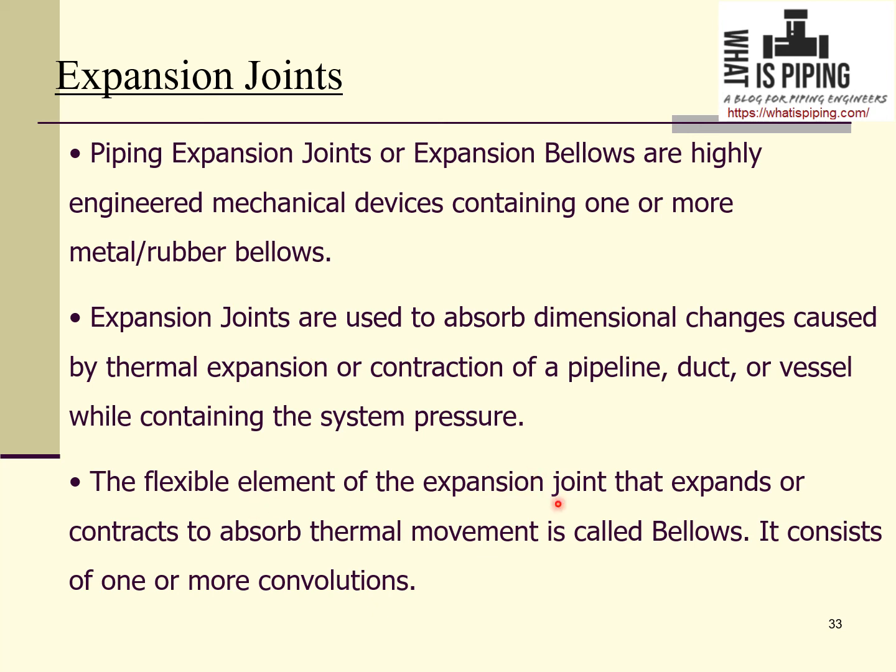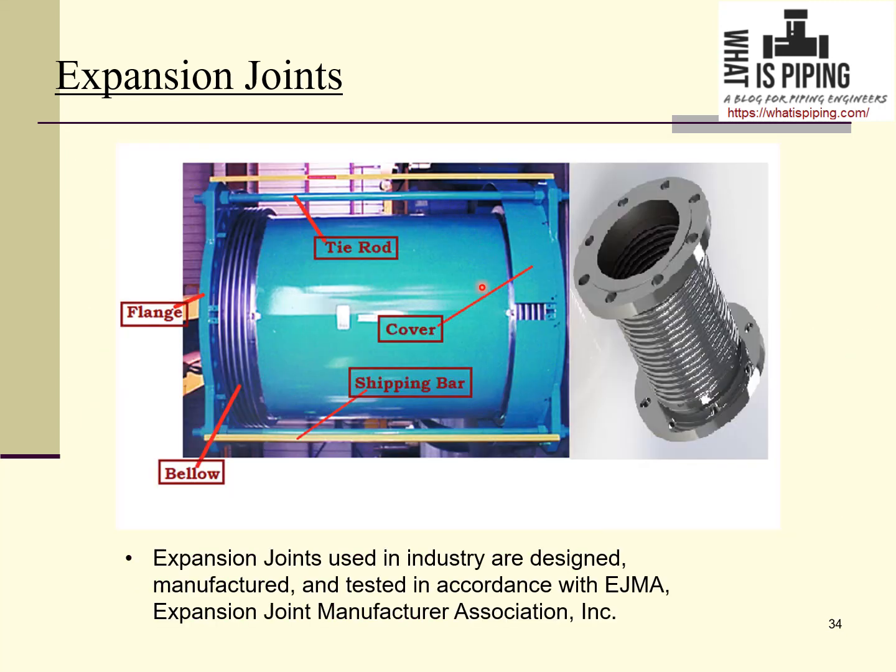The flexible element of the expansion joint that expands or contracts to absorb the thermal movement is called bellows. It consists of one or more convolutions. This is an example of a tied expansion bellow. This is the part of bellow. This is connected to the flange. This is the cover, and this is the flexible element. Now, expansion joints used in industry are designed, manufactured and tested in accordance with EJMA, Expansion Joint Manufacturers Association.